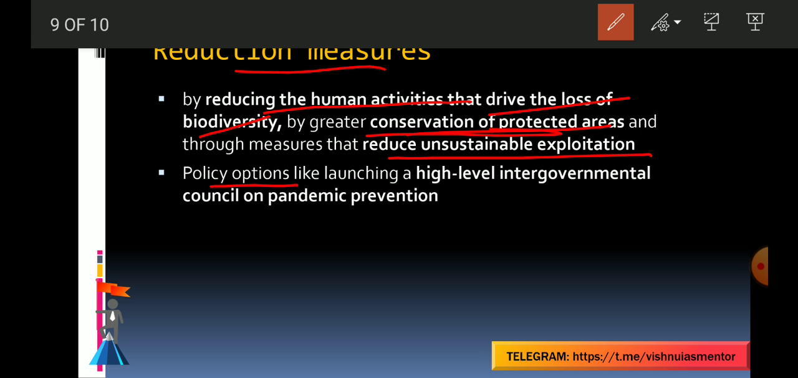And next are policy options, like launching a high level intergovernmental council on pandemic prevention. So countries set mutually agreed goals or targets regarding the environment, animals and people, and also reduce the zoonotic disease risk, that is disease spread from animals to humans, in the international wildlife trade. How we can do that is by forming an intergovernmental health and trade partnership. Because of that it will reduce the risk substantially.